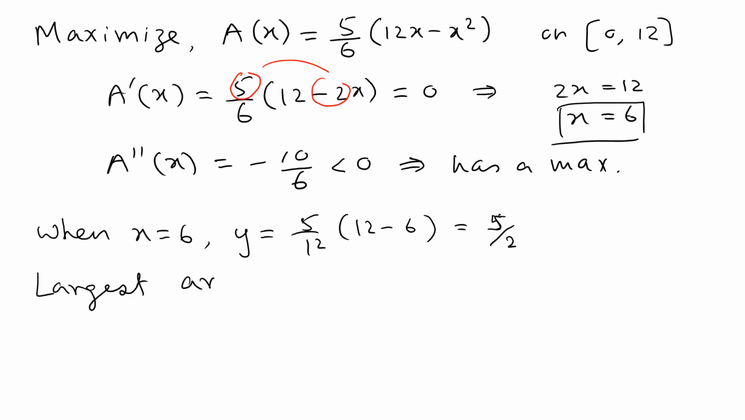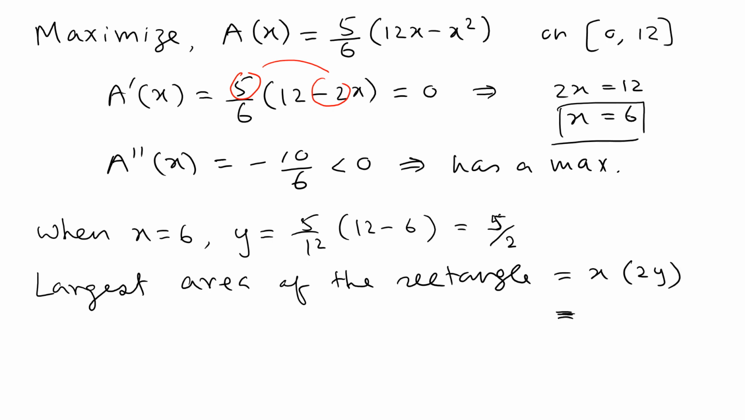The largest area of the rectangle is x times 2y. It's not y, it's 2y. So it is 6 centimeters times, if you multiply by 2, 5 halves times 2 is 5 centimeters. So you get 30 centimeters squared as the largest area.